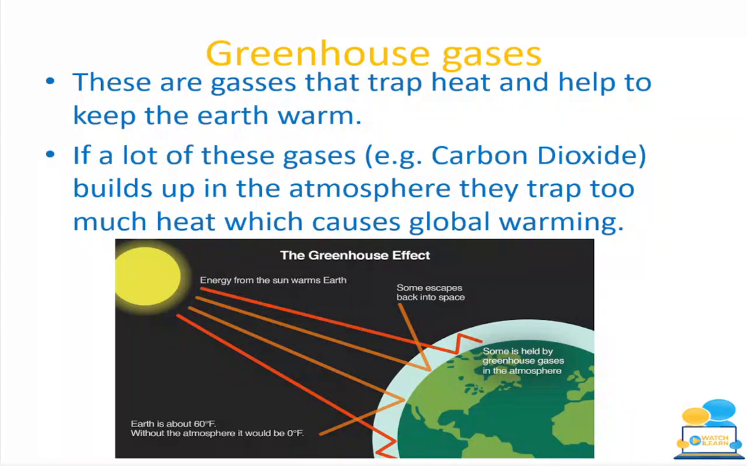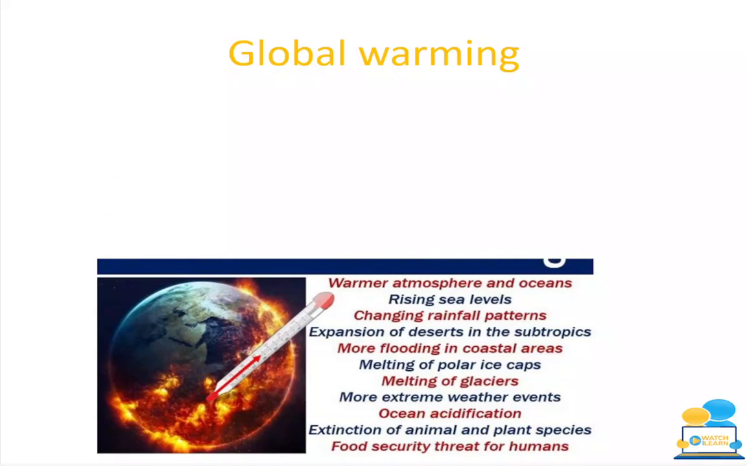So what happens is when there's too many of these greenhouse gases, they build up in the atmosphere and they cause too much heat, which is what is causing global warming. So for example, really, really hot summers in Ireland are not natural. We shouldn't be reaching extremely hot temperatures and we shouldn't be having near droughts in Ireland. So you need to be able to state, explain and give an example of greenhouse gases.